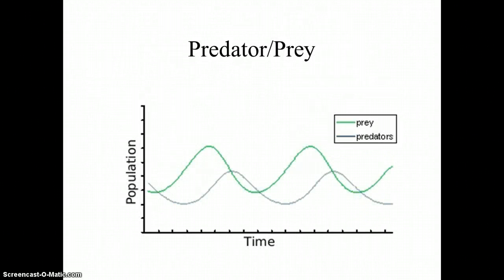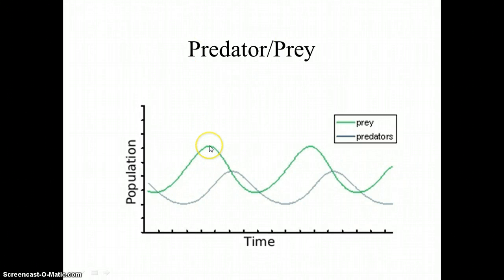Okay, and last but not least, this is a predator-prey graph. So what you need to notice here is, first, the population size of the predator. It should be smaller than the prey. Let's say for every 100 rabbits, there's only going to be 10 wolves or something like that. So the predator population is lower in general than the prey.